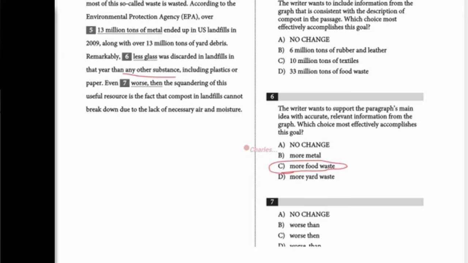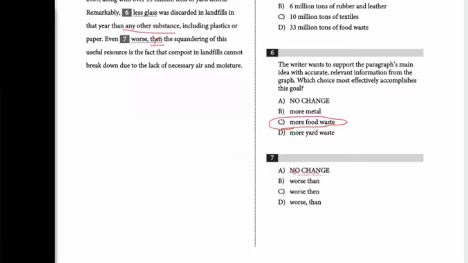Even worse than, okay, number 7, we have a "then" rather than a "than," and this is a comparison. So "then" is wrong, so A and C can be eliminated. It would be "worse than" for comparison, and there wouldn't be a comma between "worse" and "than." So B would be the correct answer for 7.